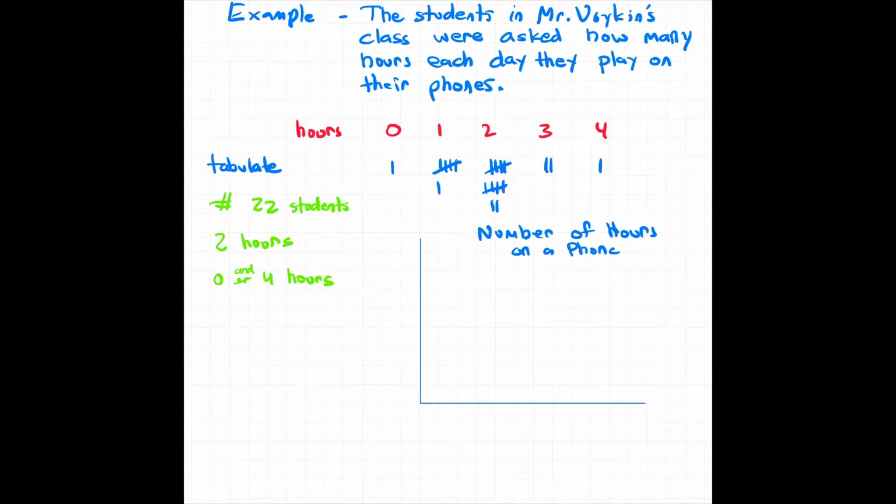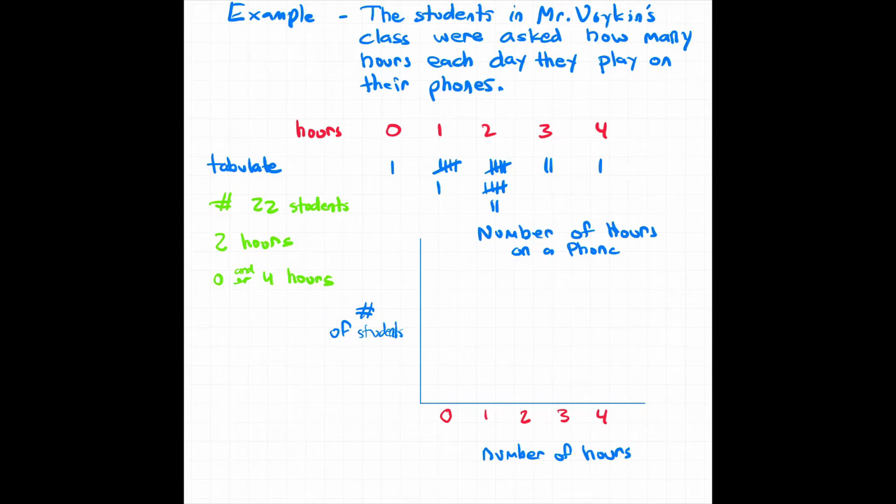So down here, usually time goes on the bottom. So this would be number of hours, and over here this would be number of students. Okay, I'll just move that over a little bit to give us more space. And if we're going to be making a bar graph, we want to spread it out evenly. So right here I'm going to have 0, right here I'll have 1, and then 2, and 3, and followed by 4.